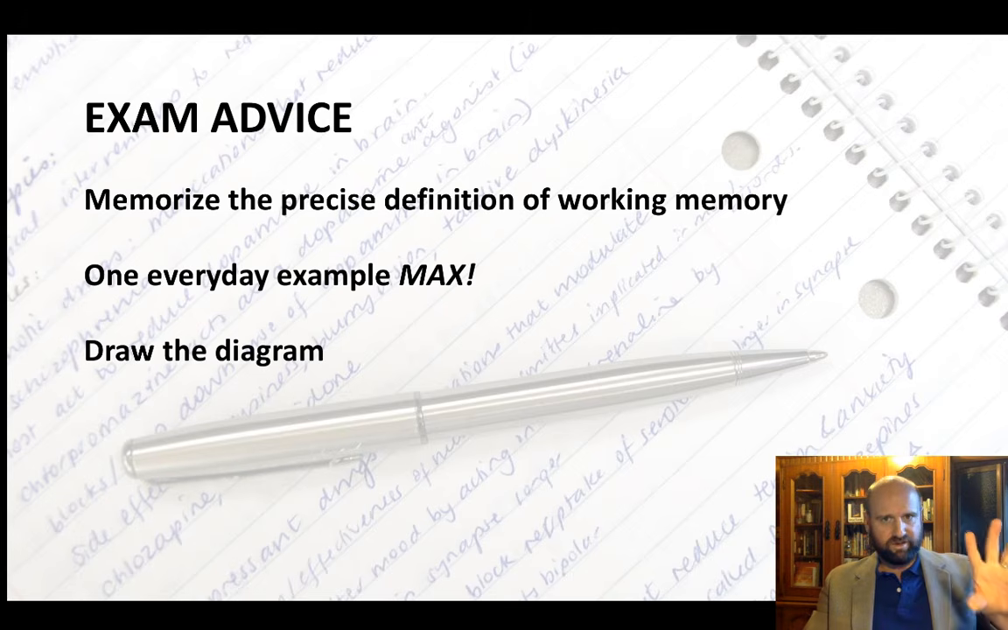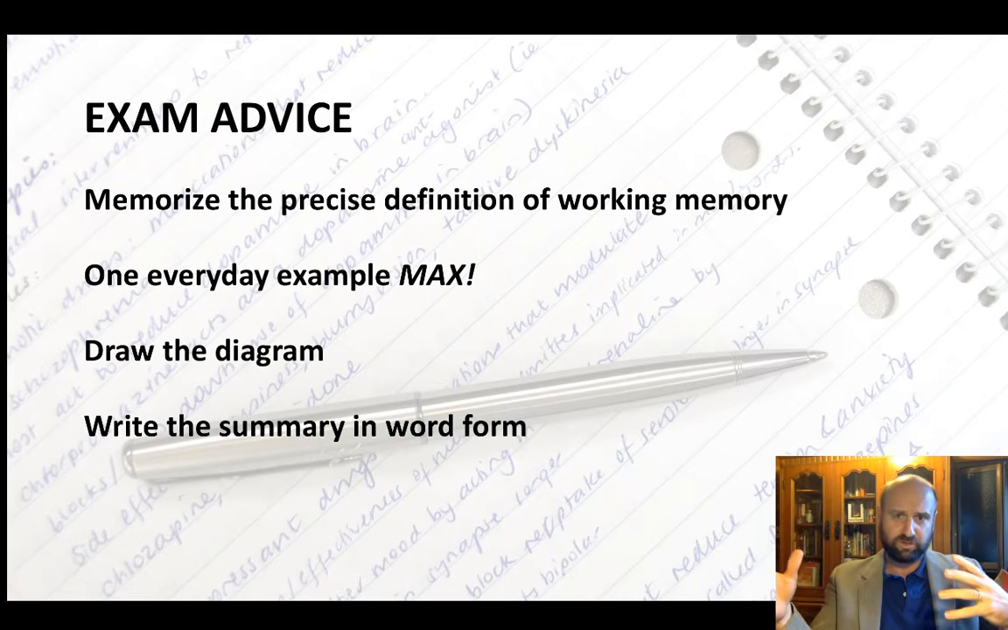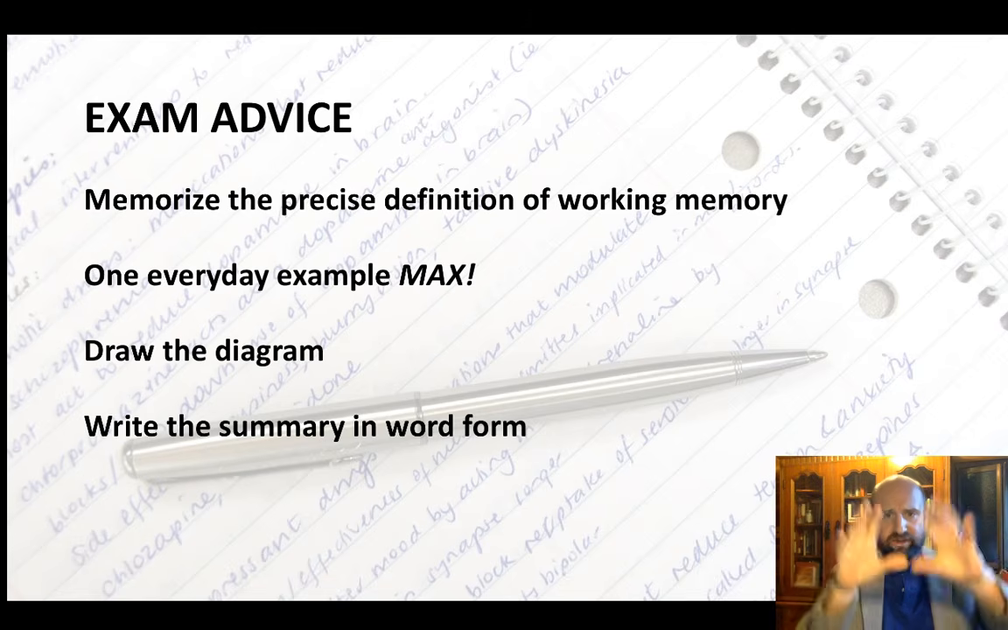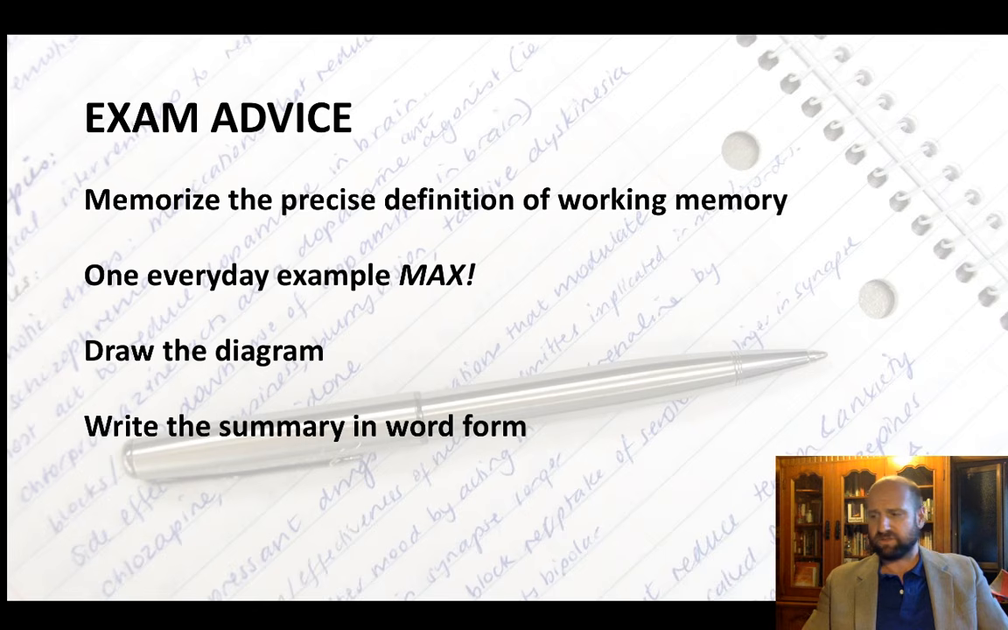Diagram it. Remember the diagram, draw the diagram in your answer, but also write the summary in word form. So be able to draw the diagram and say the visuospatial sketchpad processes visual information, the phonological loop processes auditory information, then we have the central executive which controls the flow of information between the slave systems, and the episodic buffer acts like a temporary store between the long-term and the short-term store. It's important that you can do both in an exam answer.